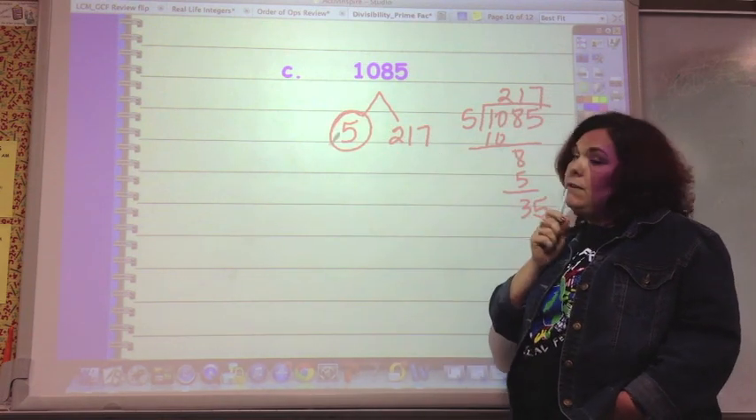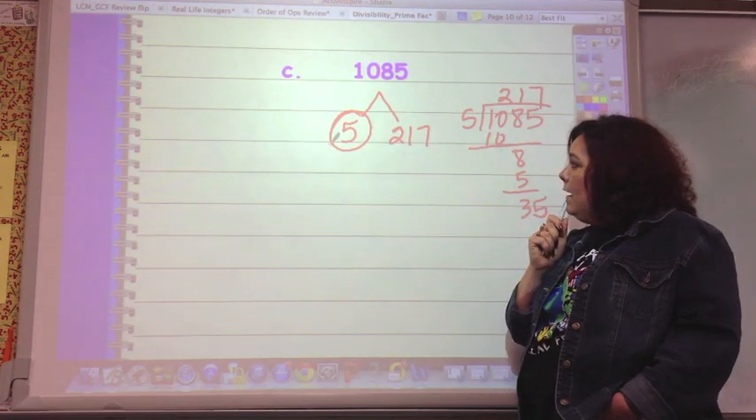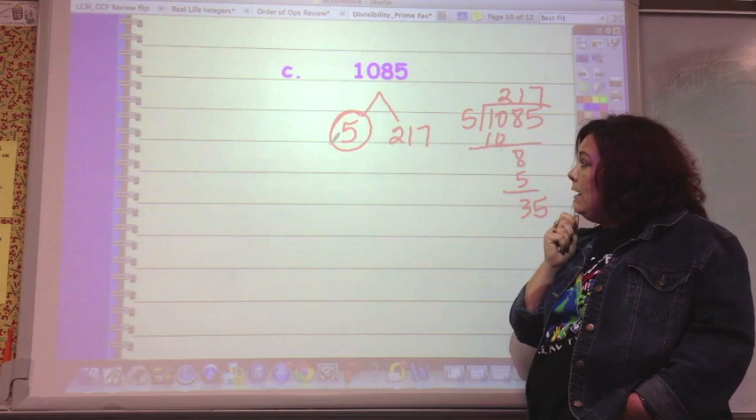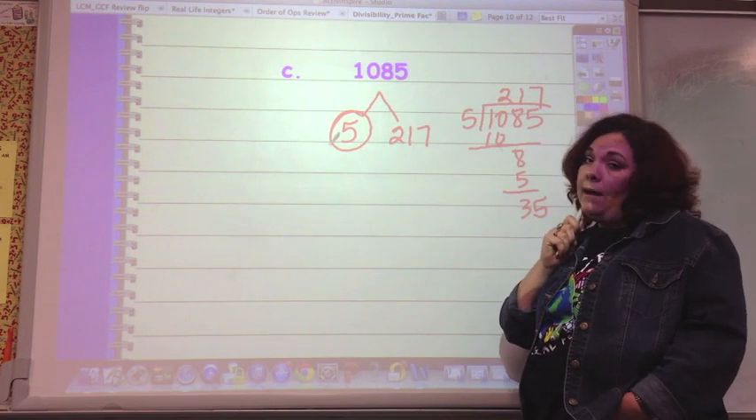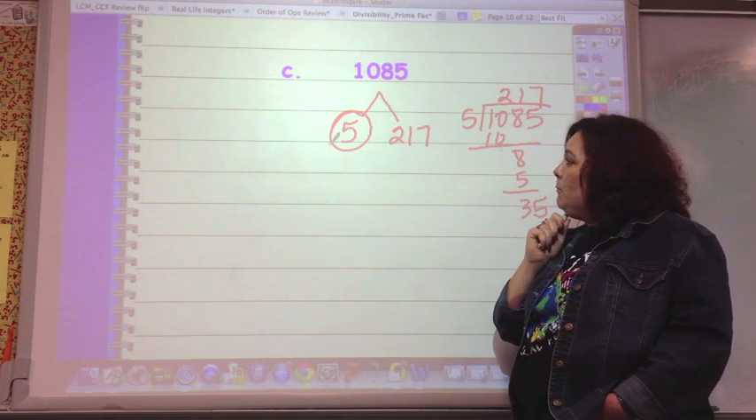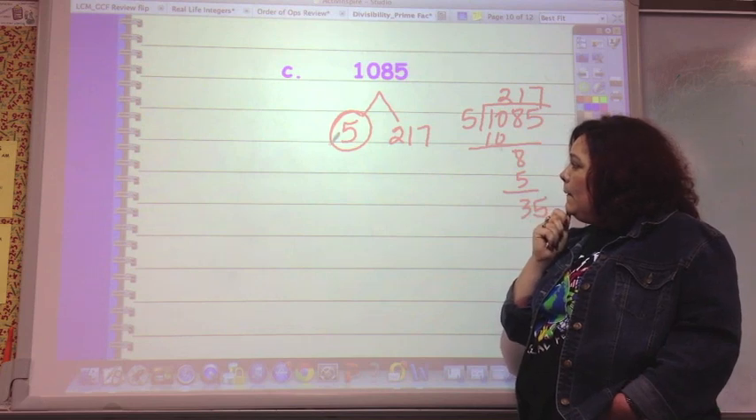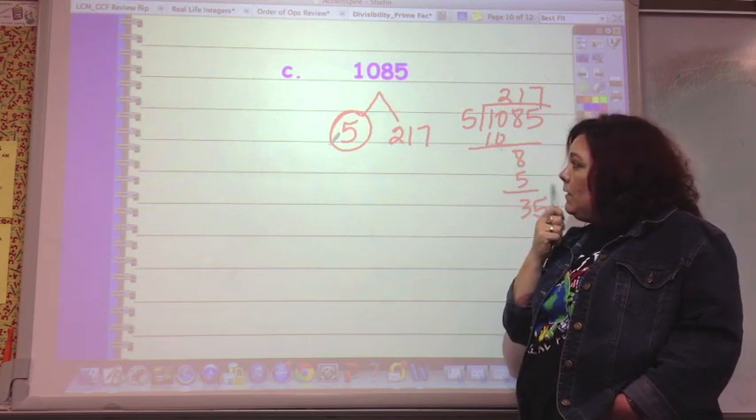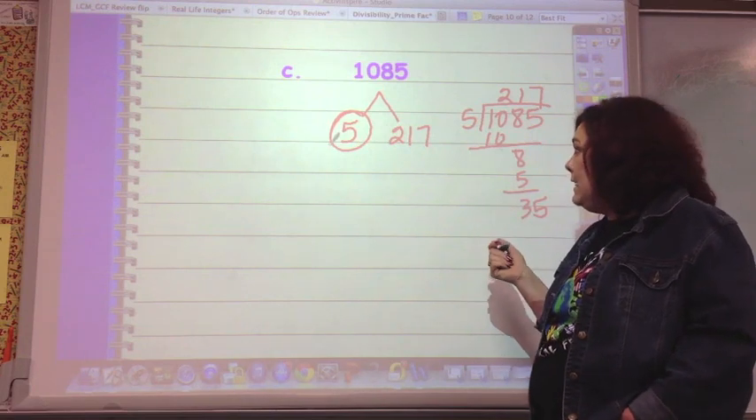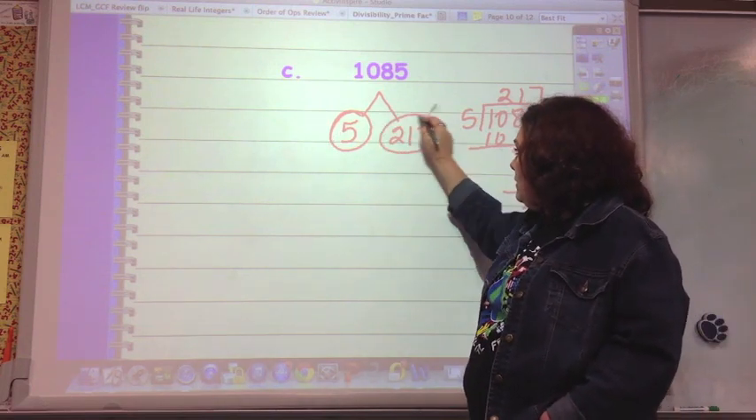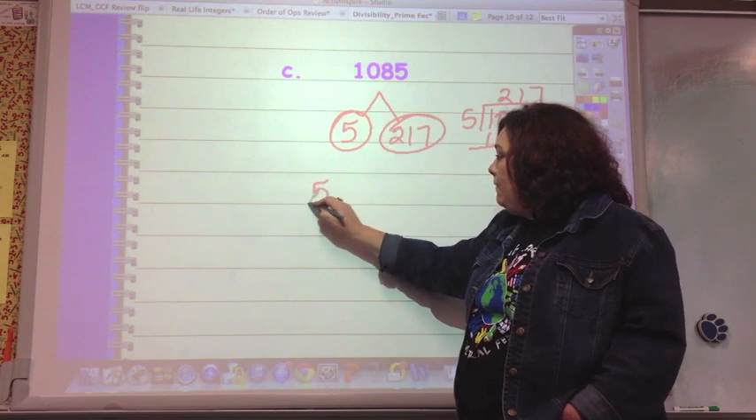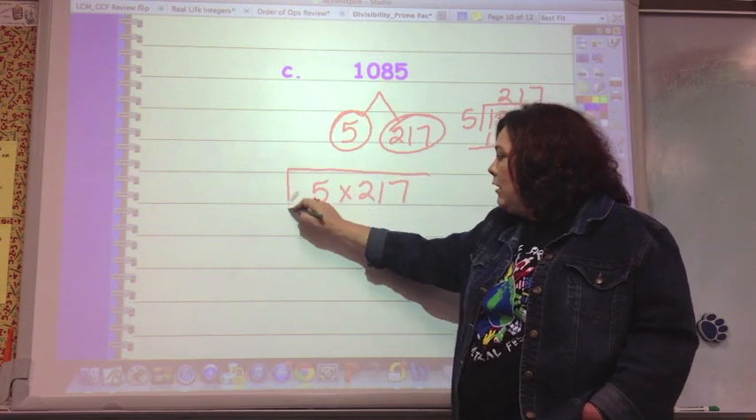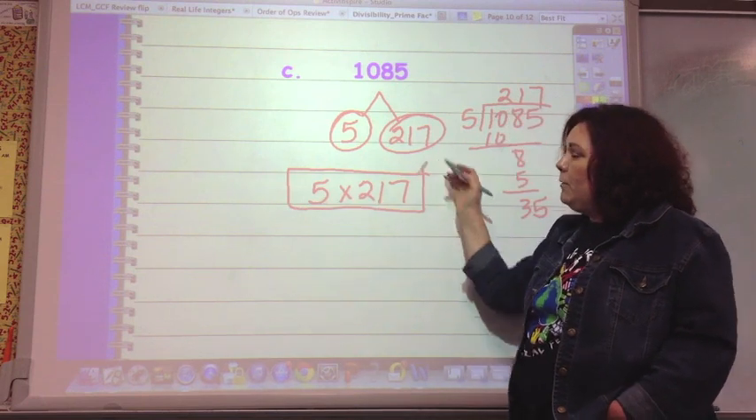I have to look at this and say, okay, 5 is prime. Is 217 prime? Well, it's not divisible by 2. If I add the digits, 9, 10, it's not divisible by 3. It's not divisible by 5. It's not divisible by 9. It's not divisible by 6. So that must be prime. I can't think of any 2 numbers that multiply to give that. So 5 times 217, and both of those are prime. Usually you'll be able to break it down further.